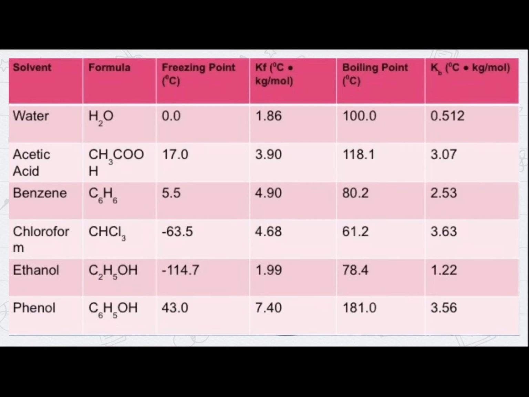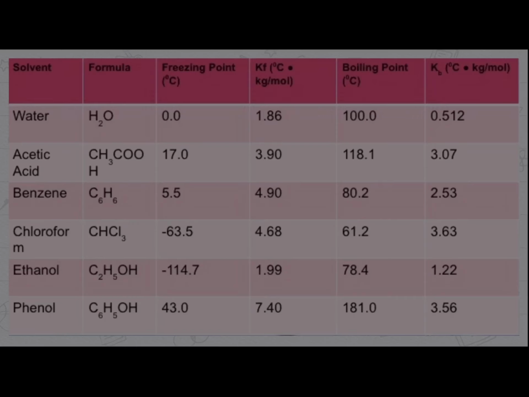So here's that chart of a few common solvents over there on the left. What I'm looking at is Kf and Kb. Water has the smallest of those numbers because of that strong hydrogen bonding. This chart might be good to take a screenshot of because it will be useful to you as you do the practice problems today.